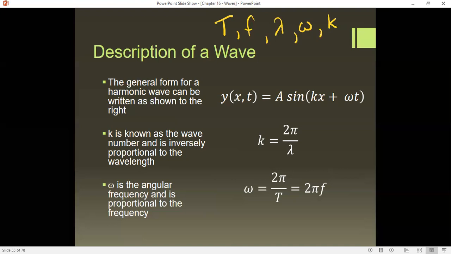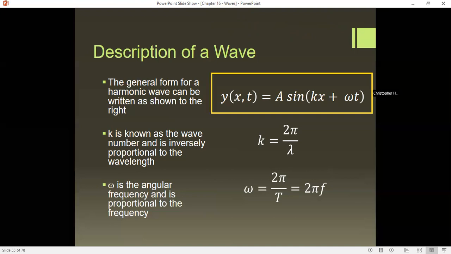If I want to create a function of both position and time, and this is in 1 dimension, folks, for a harmonic wave, the simplest type of wave that I can make, that function would look something like this.